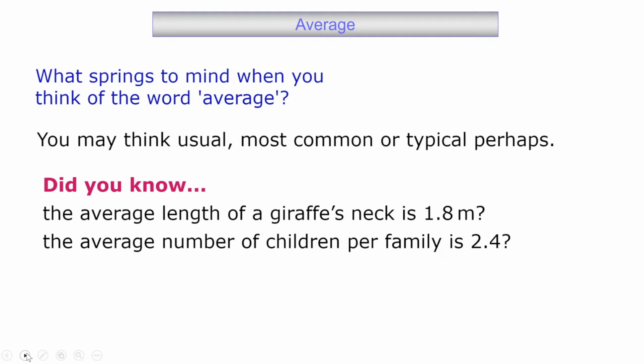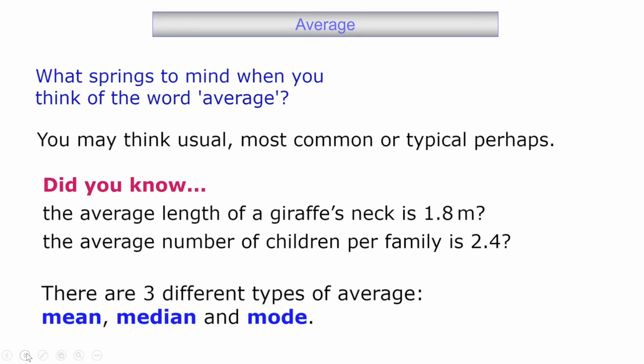So you tend to see the word average, and when you see that, they tend to be speaking about the mean. Okay, so when you hear it in day-to-day life, they tend to be speaking about the mathematical mean. But there are actually three types of averages, and those are the mean, the median, and the mode.